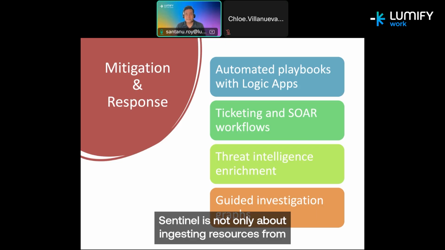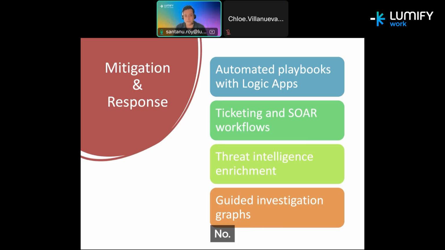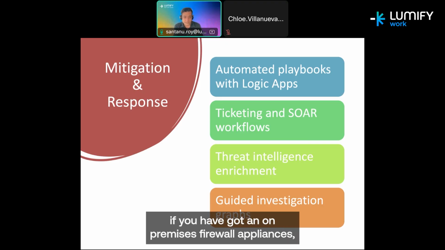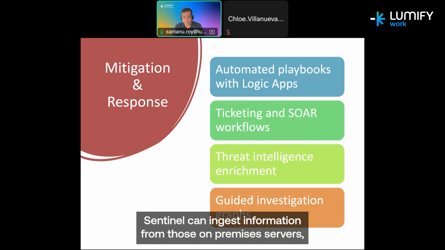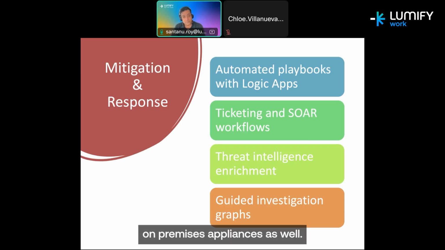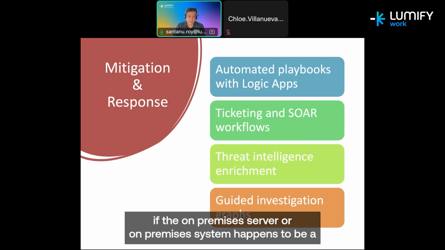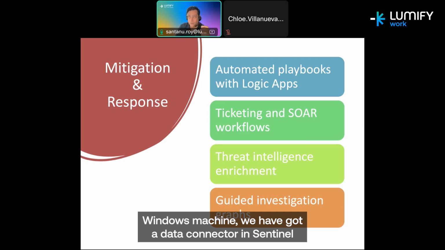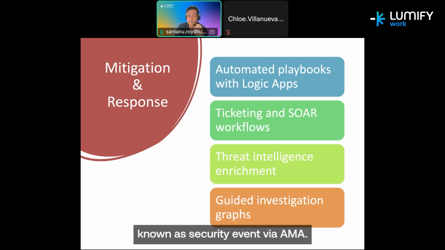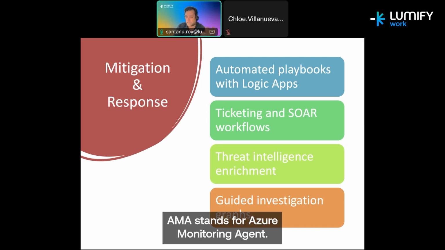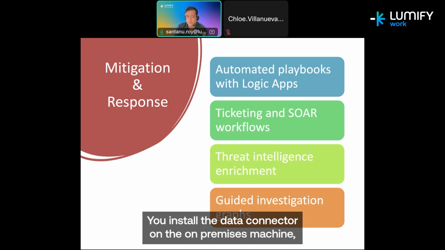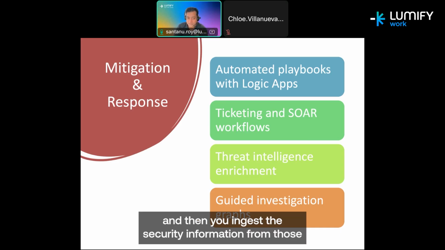Sentinel is not only about ingesting resources from cloud-based solutions. No, if you have got an on-premises server, or on-premises firewall appliances, Sentinel can ingest information from those on-premises servers and appliances as well. Now, for instance, if the on-premises system happens to be a Windows machine, we have got a data connector in Sentinel known as Security Events via AMA. AMA stands for Azure Monitor Agent. You install the data connector on the on-premises machine, and then you ingest the security information from that system.